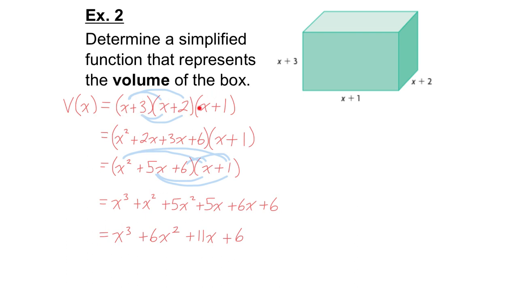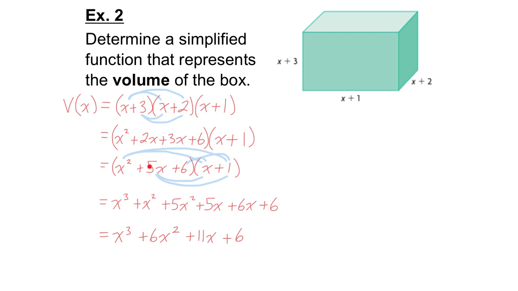Length times width times height. Do it one piece at a time. I'll do x plus 3 times x plus 2 first. X times x is x squared, x times 2, 3 times x, and 3 times 2. That's where this came from. There's like terms, I simplify it.